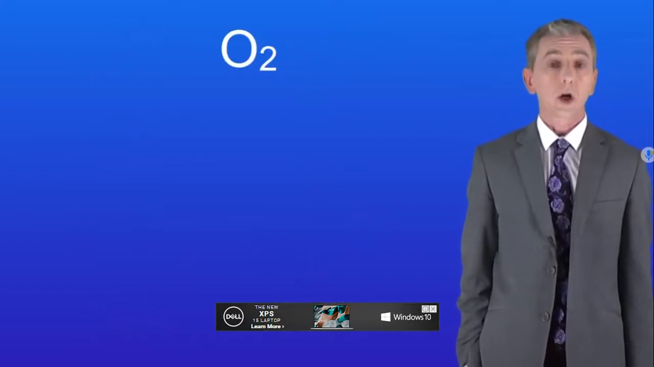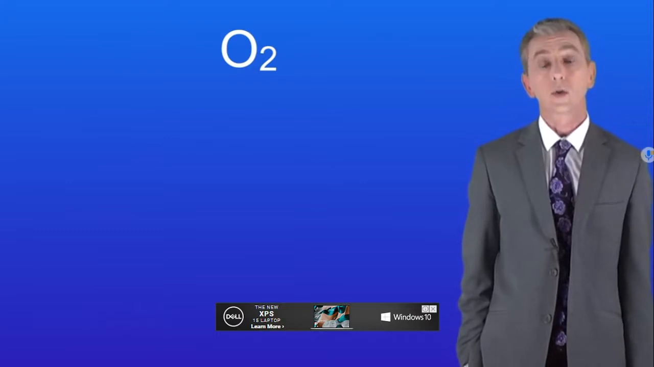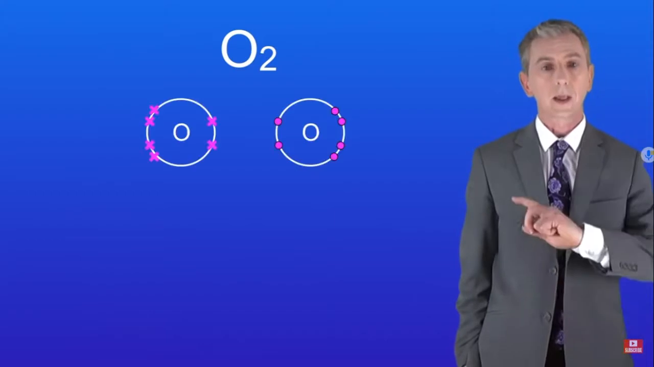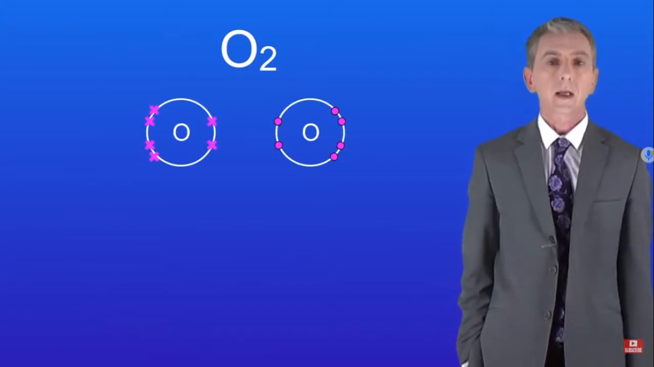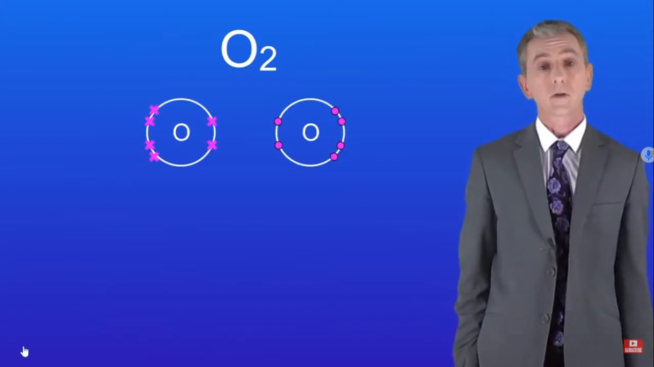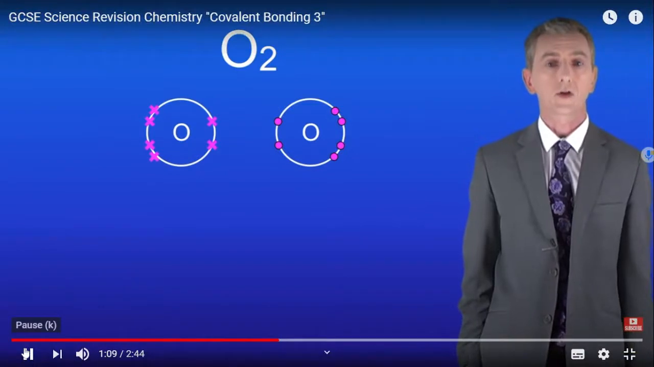So let's start by looking at the covalent bonding in an oxygen molecule. This has the formula O2. So in this molecule, we've got 2 oxygen atoms bonded together. Oxygen atoms have got 6 electrons in their outer energy level, and I'm showing you them here. I'd like you to pause the video now and try to draw the covalent bonding in an oxygen molecule.